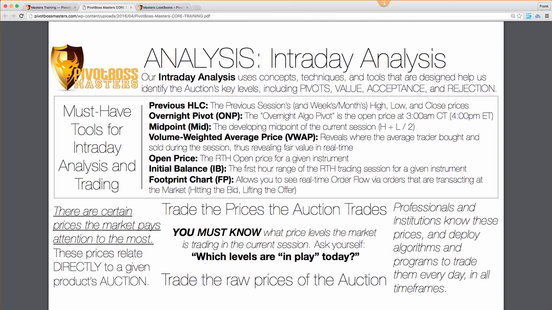That's the initial balance. And from there, you can have so many derivative key levels from that initial balance. Very similar to how we approach Pivot Boss pivots, where we use range expansion targets. That's the same approach with the IB.